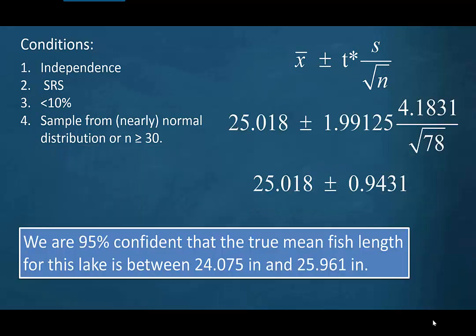So if we use this value and plug everything in, we have 25.018 plus or minus 1.99125 times 4.1831 over root 78. So our error term is 0.9431. We add plus or minus to 25.018. We are 95% confident that the true mean fish length for this lake is between 24.075 and 25.961.